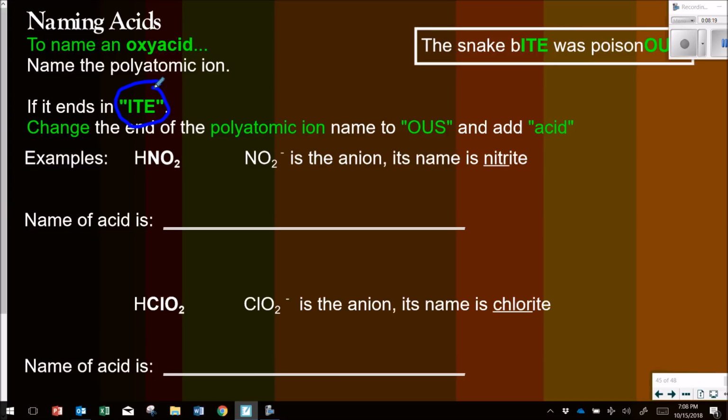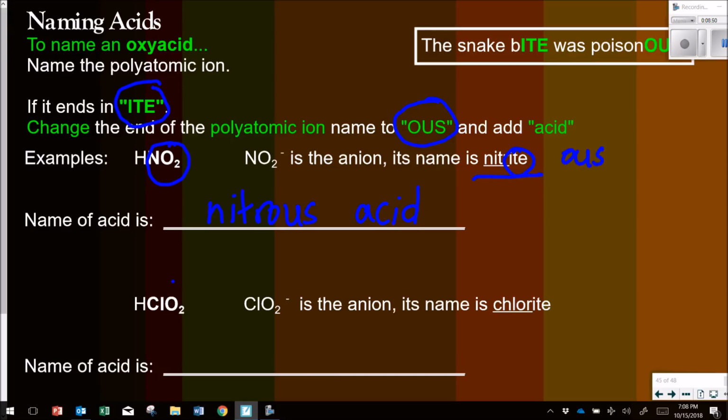To name an oxyacid where the polyatomic ion ends in ite is the same process, except that this time we are going to change the end of the polyatomic ion name to ous. So let's see. HNO2, I look for my polyatomic ion, it's NO2. NO2 is nitrite, so I have an ite ending, and I will change that ending to ous. So we have nitrous, and then I write the word acid again.